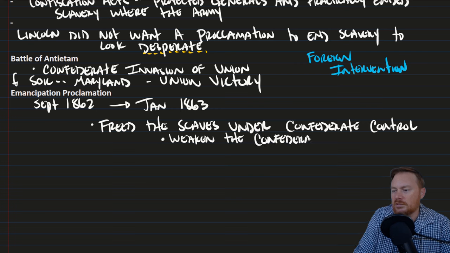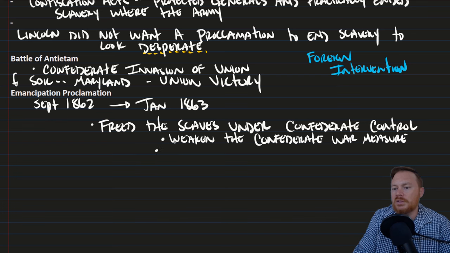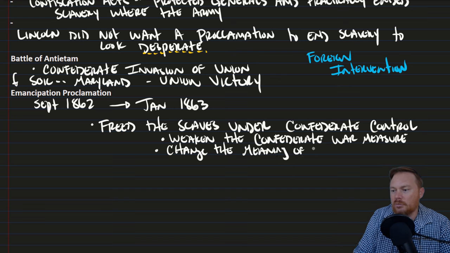So you can look at the Emancipation Proclamation as somewhat of a war measure, but maybe more importantly, after the Emancipation Proclamation was issued, this would fundamentally change the meaning of the war.